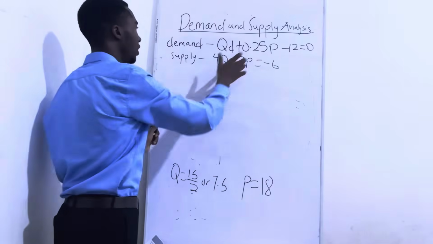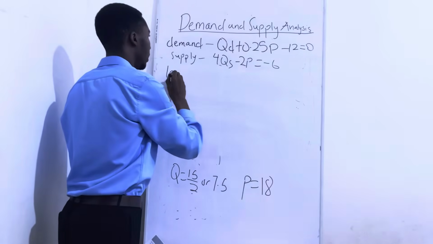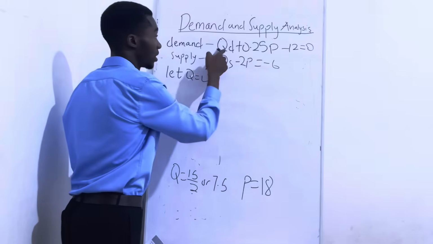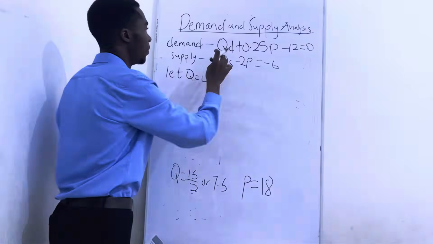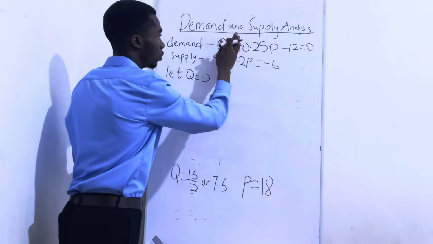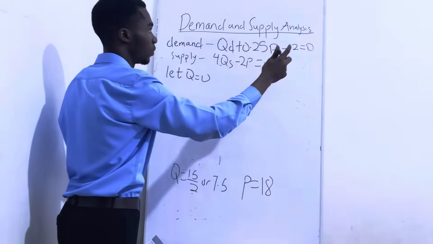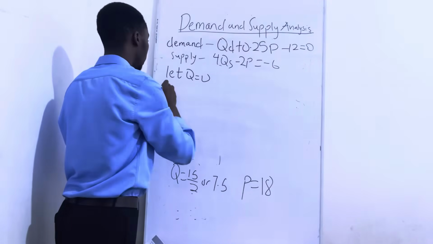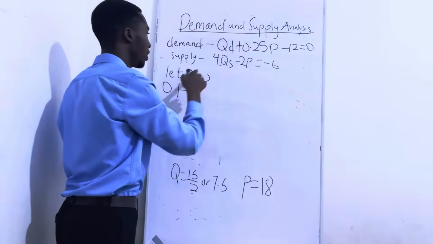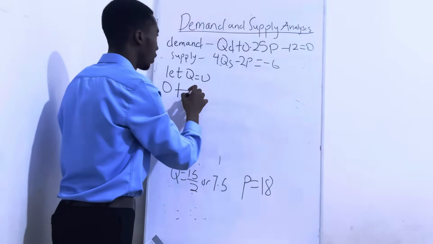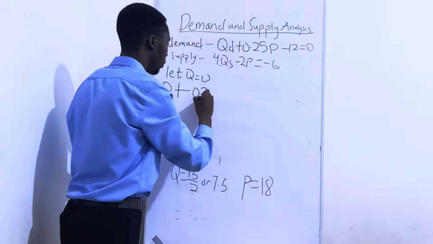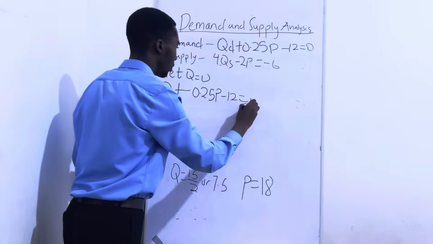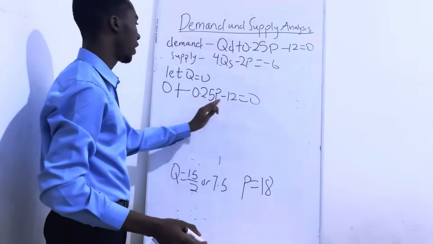So now for the demand equation, if we let Q be equal to 0, Q is the same as QD, you get it. It means this part will go. So 0 plus 0.25p minus 12 is equal to 0. Because QD is now 0, we end up getting 0 plus 0.25p minus 12 is equal to 0. Then we find for P.